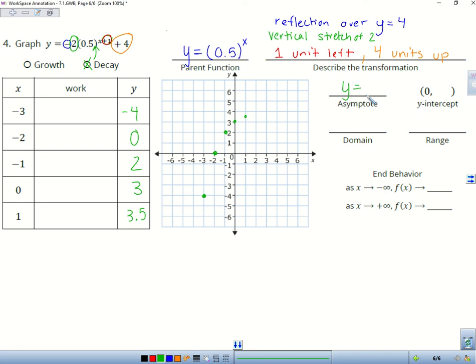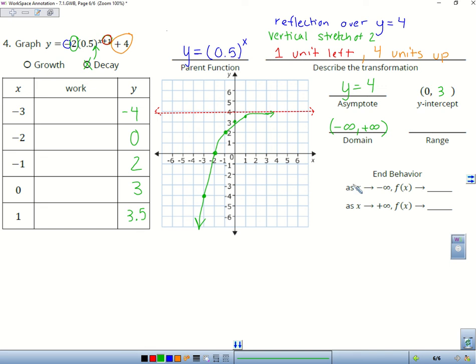And then my asymptote is what? Good, positive 4. So I'm going to graph that before I connect my graph, because that's going to tell me where to leave off. So it looks like this. Something like that. Domain is all real numbers. Now the range is different here. Y-intercept, same idea.